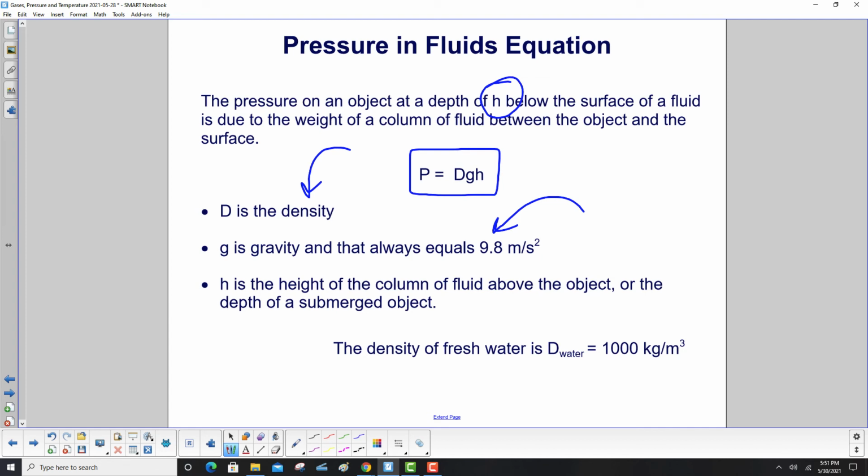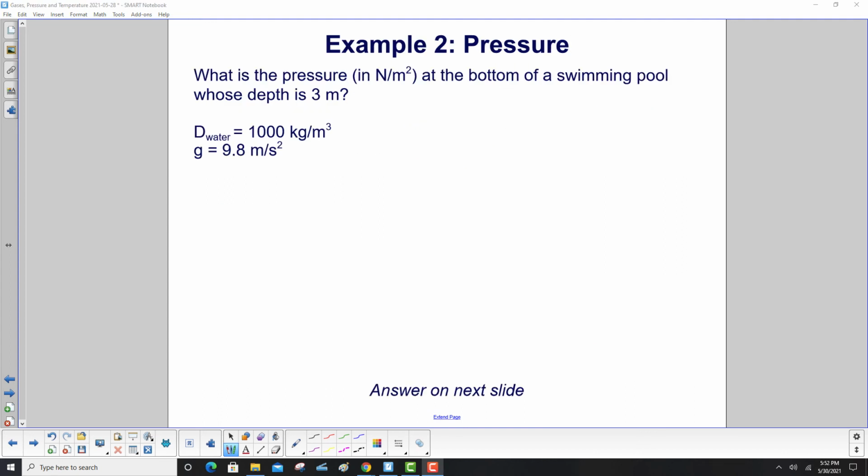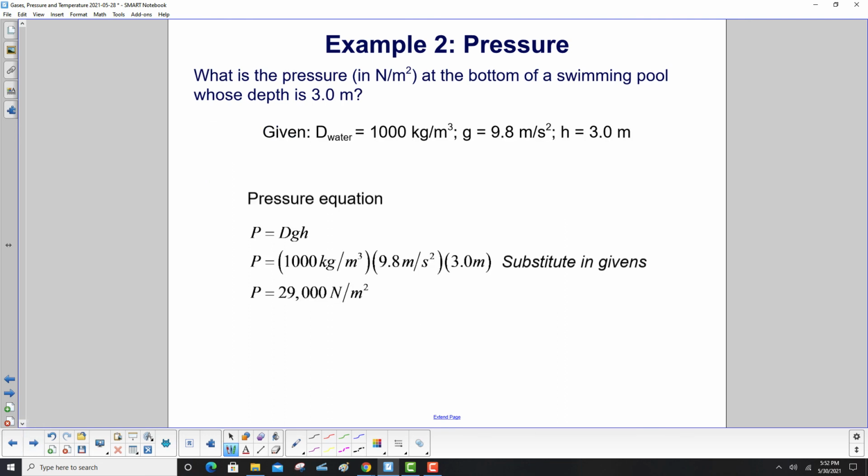The density of fresh water is 1,000 kilograms per meter cubed. What is the pressure in newtons per square meter at the bottom of a swimming pool whose depth is 3 meters? So here's a couple constants that we'll be using with this problem. We list our givens. Here's the density of fresh water, which is in your swimming pool, the value of g, and here's your depth, 3 meters.